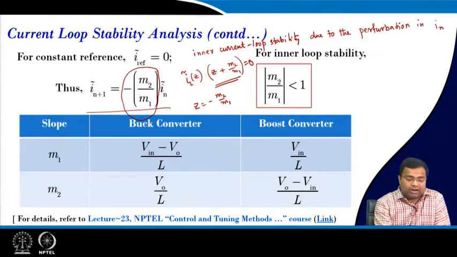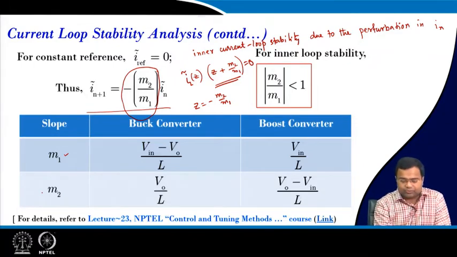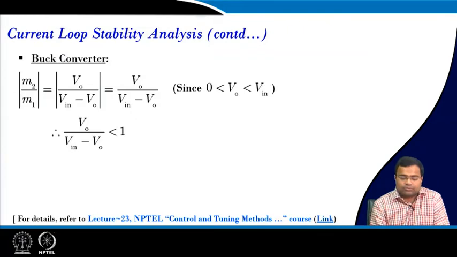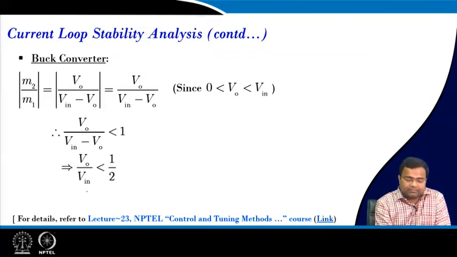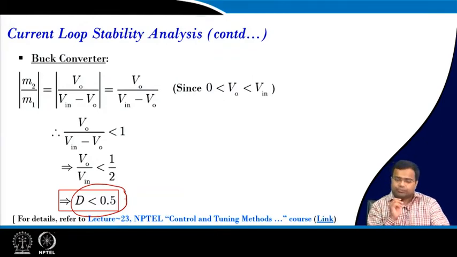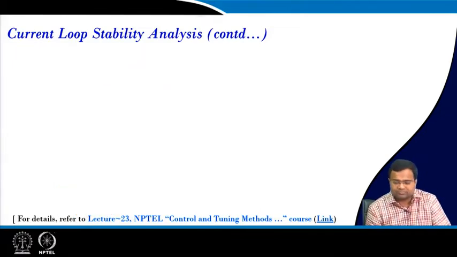If we write the M1, M2 expressions for buck and boost converters, we know that the rising slope of the buck is V in minus V0 by L, and for boost it is V in by L. For the buck falling slope, M2 equals V0 by L, and for boost it is V0 minus V in by L. Then if you substitute and simplify, V0 by V in should be less than half, which means the duty ratio should be smaller than 0.5. This is only for the closed inner loop, we are not talking about the closed outer loop. But we will see in the subsequent lecture that even at a much lower than 50% duty ratio, you will end up with subharmonic oscillation when you close the outer loop.